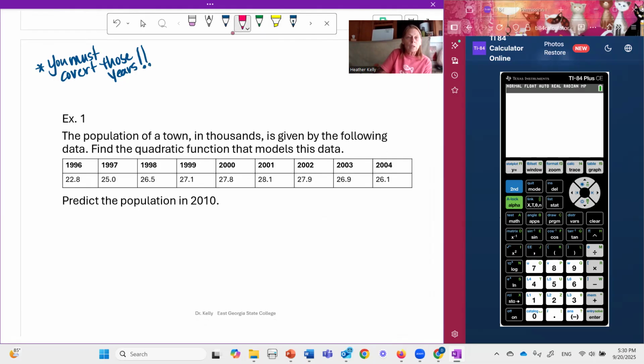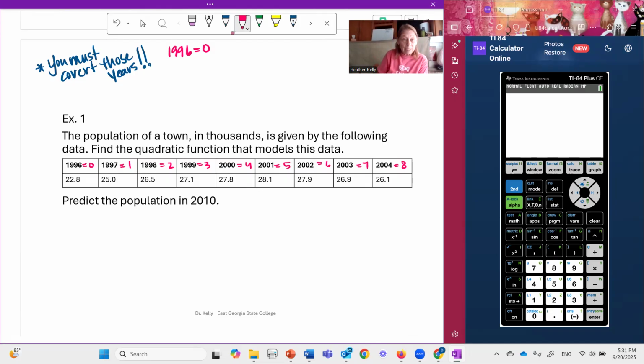So here we're going to let 1996 equal 0. So if this is 0, 97 is 1, 98 is 2, 99 is 3, 2000 is 4, 2001 is 5, 2002 is 6, 2003 is 7, 2004 is 8. Do not fall victim to the fact that the first one's 0 and the rest are 1, 2, 3, 4, 5, 6, 7, 8. Beyond that, it matters.